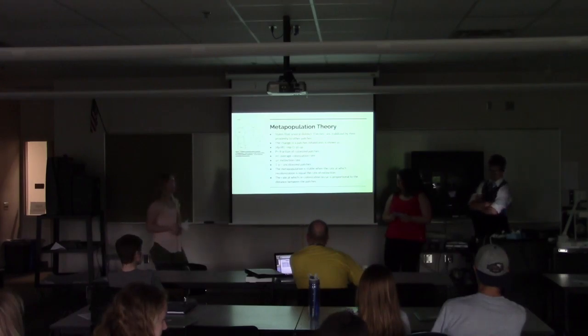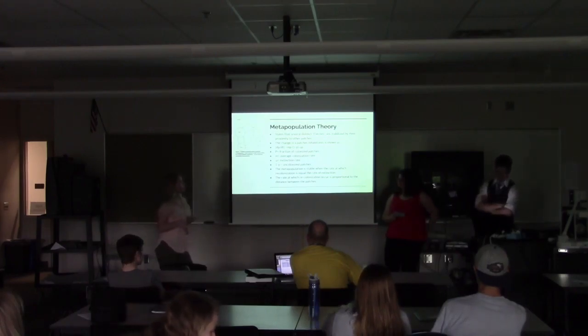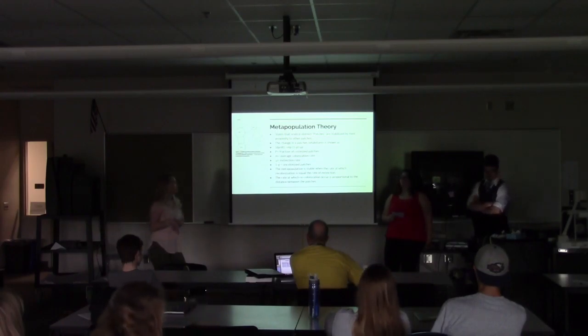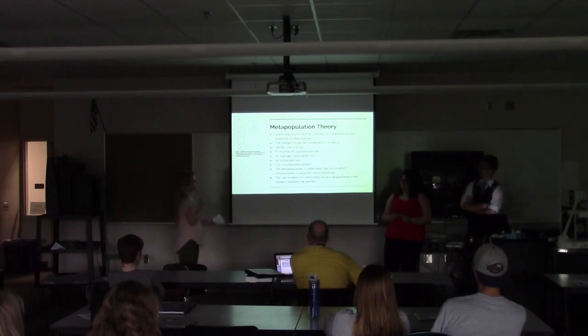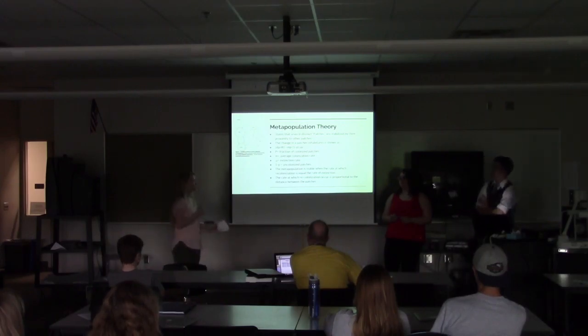The change in the patches' inhabitants is given by this differential equation, where P is the fraction of colonized patches, M is the average colonization rate, U is the extinction rate, and 1 minus P is uncolonized patches. The metapopulation is stable when the rate of recolonization is equal to the rate of extinction, which is a little like the last one. But the rate at which recolonization occurs is proportional to the distance between the patches.